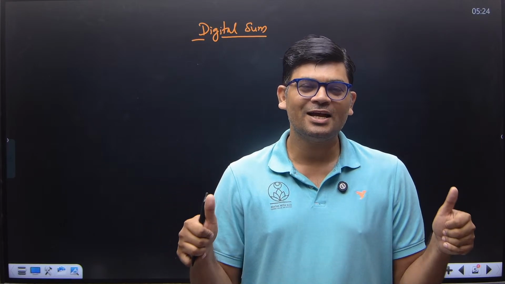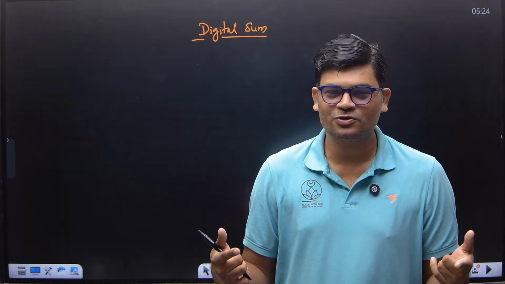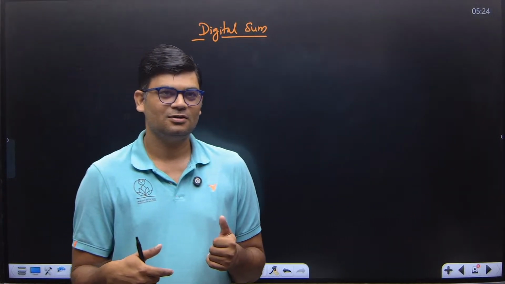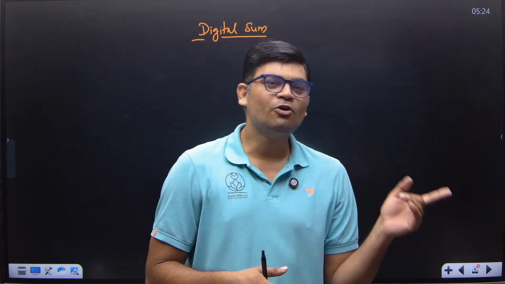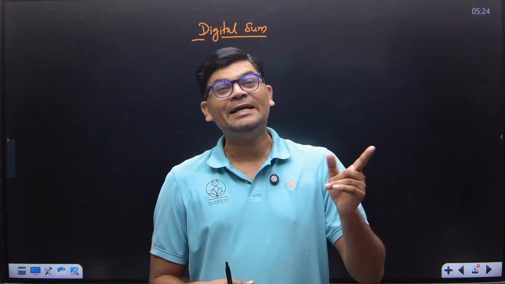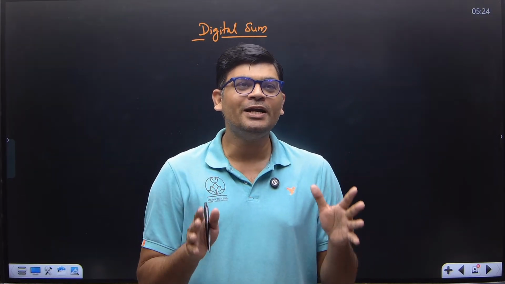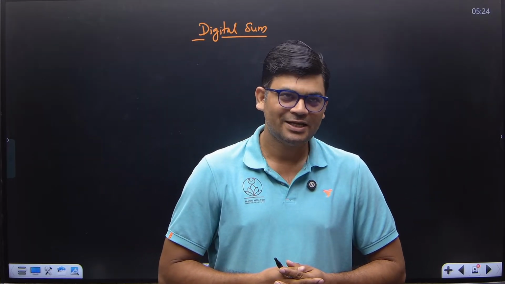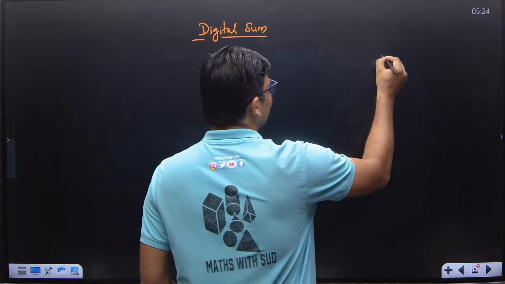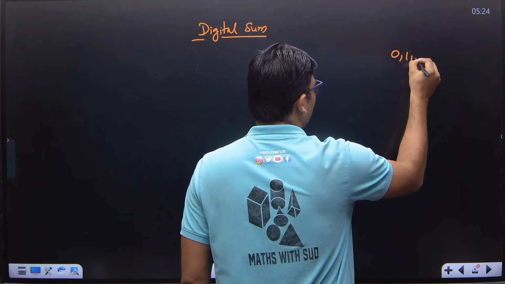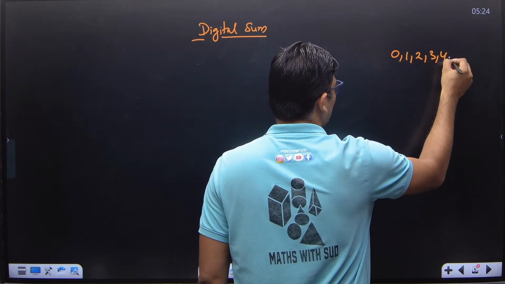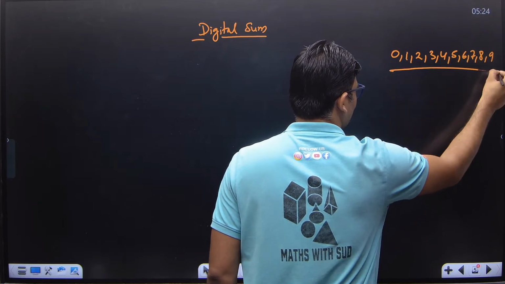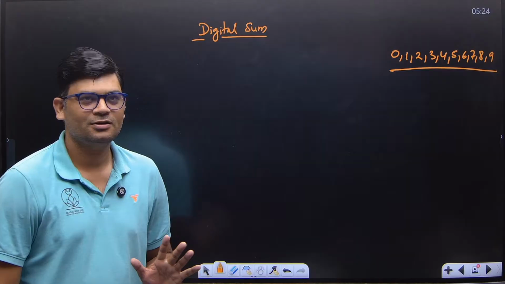How many digits are there in mathematics? If there are 26 alphabets in English, how many digits are there in mathematics? How many digits are you using to build a number? Yes, 10. Very good. So the digits are 0, 1, 2, 3, 4, 5, 6, 7, 8, 9. Only 10 digits are there.